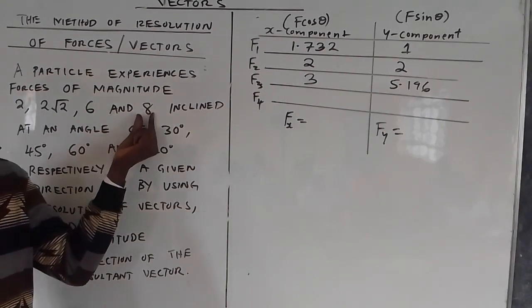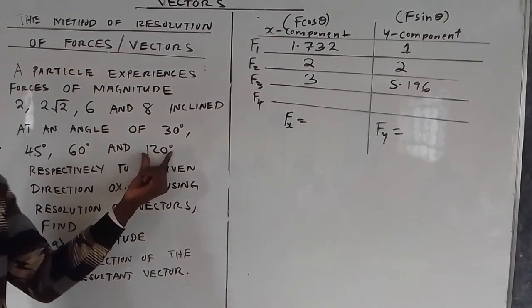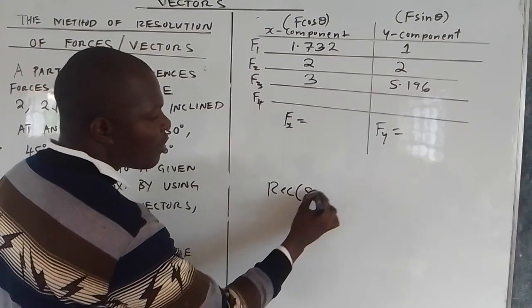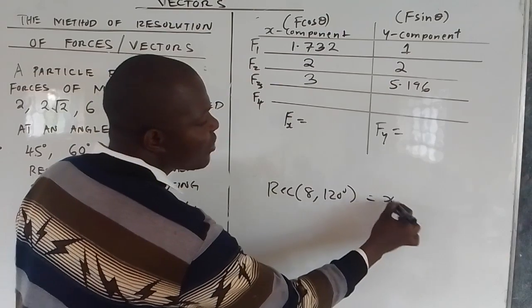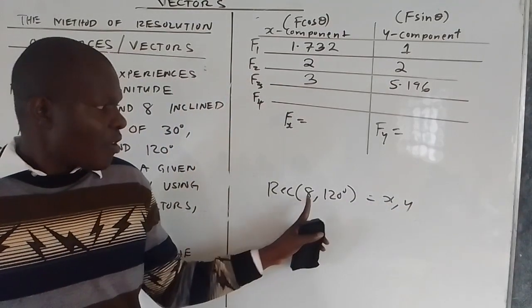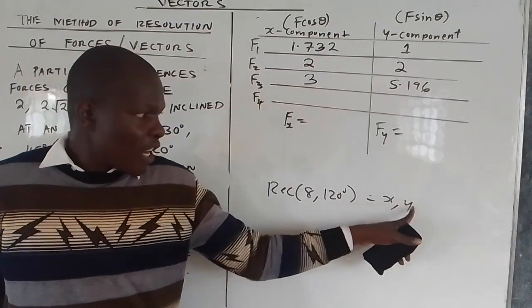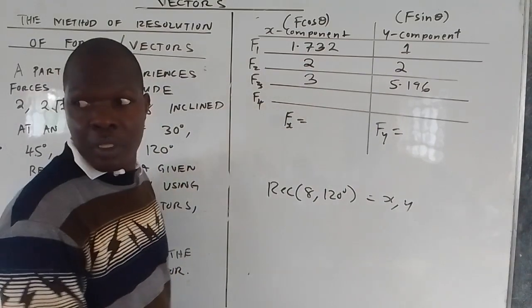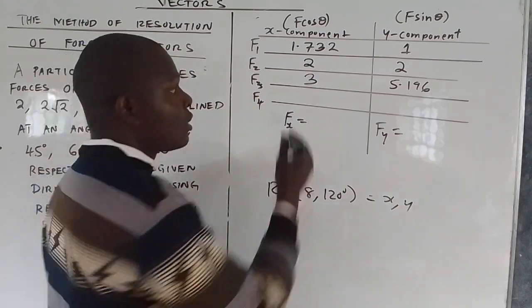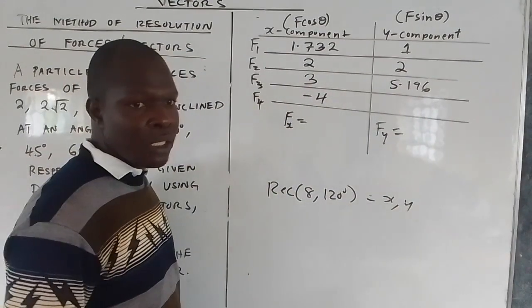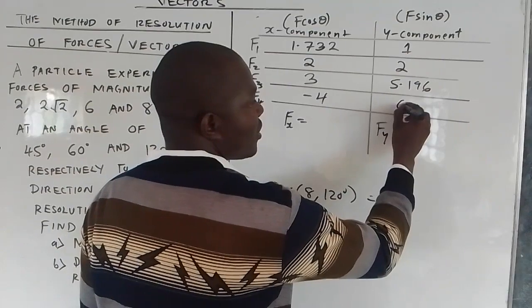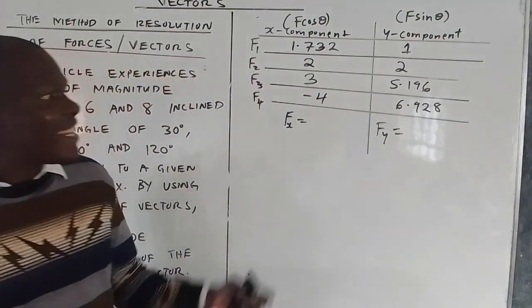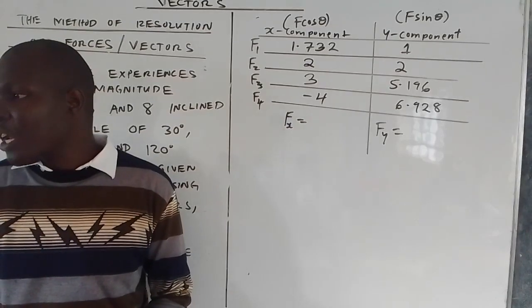The last force is 8 acting at 120 degrees, isn't it? So you are looking for the rectangular form of 8, 120 degrees, which gives you xy. The rectangular form of r theta gives you xy, the x component and the y component, isn't it? What do you get to be the x component? Negative 4. And the y component? 6.928.